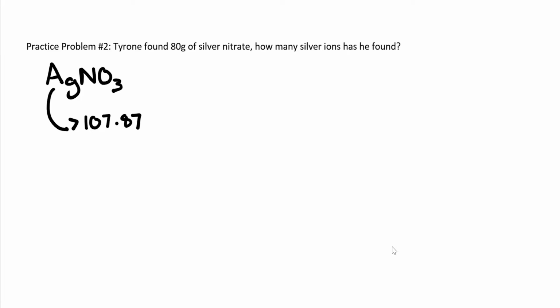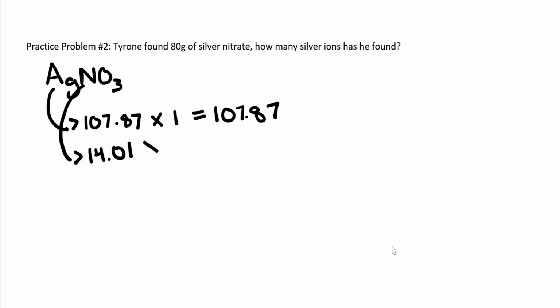So you only need 1 silver atom per every 1 molecule of silver nitrate. So we're just going to multiply by 1, right? So it's going to be 107.87. The other element you see here is nitrogen, and if you look at the periodic table, nitrogen has a molar mass of 14.01, I think. So that's going to be about 14 because you only need 1 nitrogen atom per every 1 molecule.